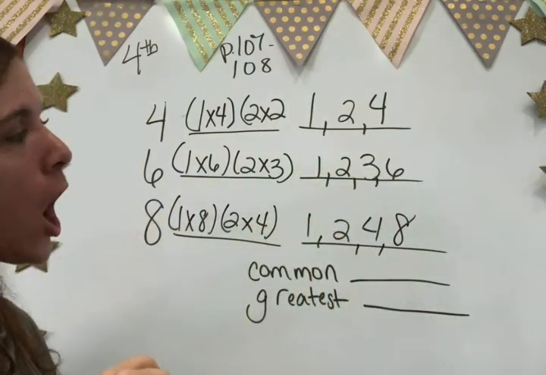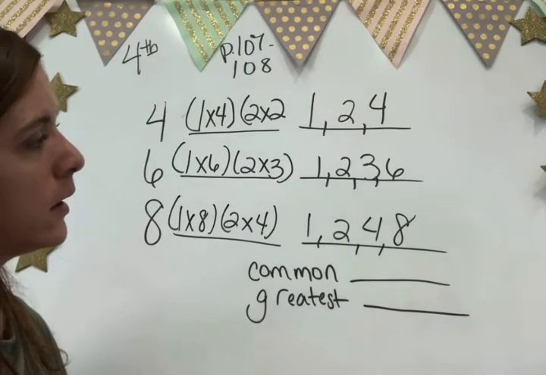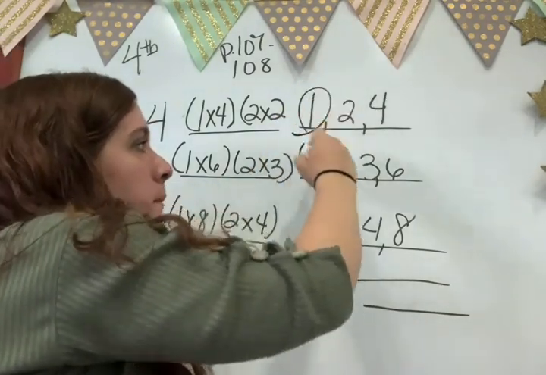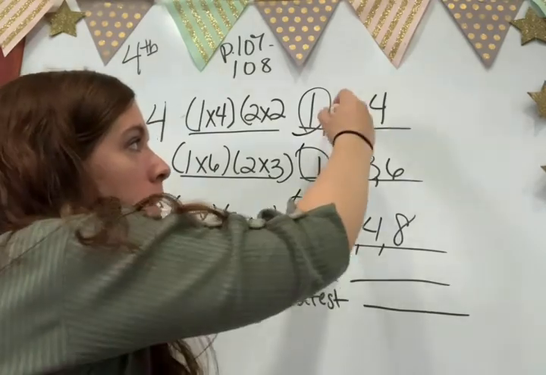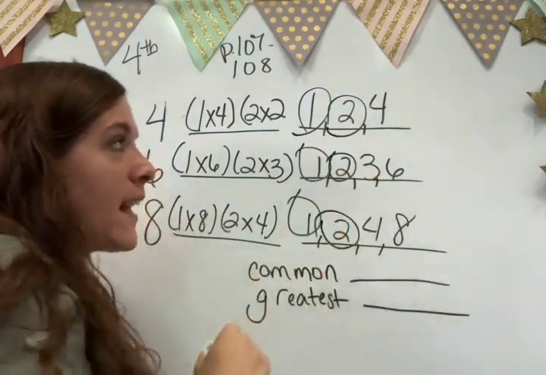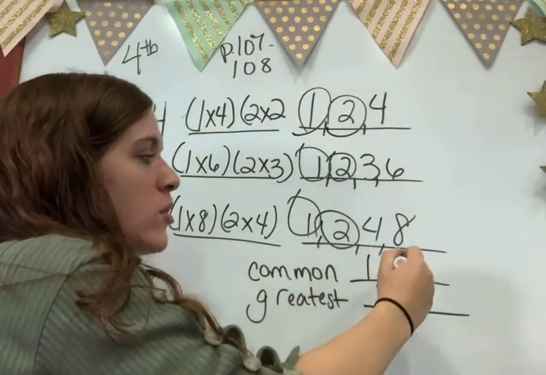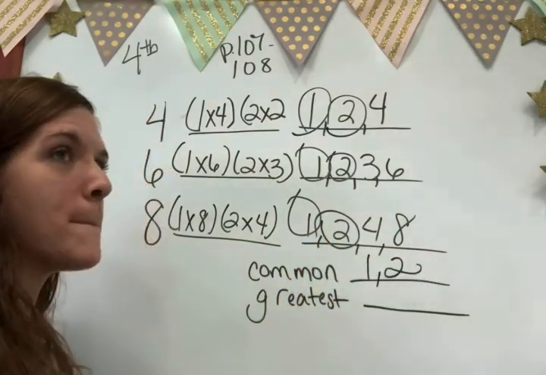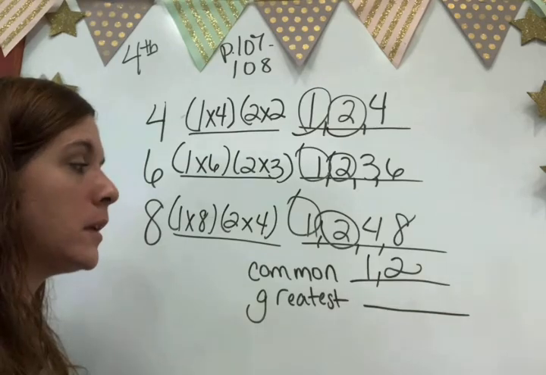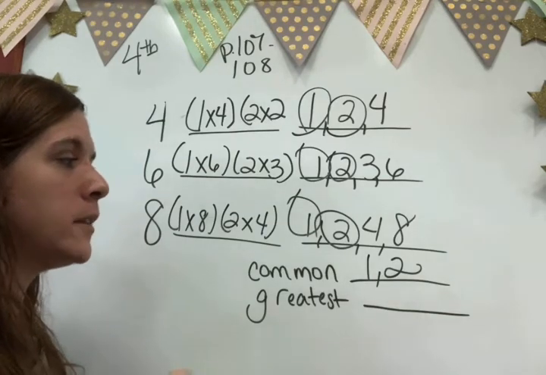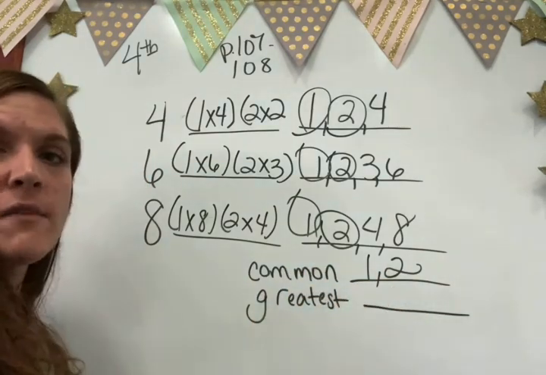What are my common factors, Scarlett? 1. All of them have 1. All of them have 2. And that's it. They only have 1 and 2 in common, right? So 1 and 2 is your answer there. Jayla, what's your greatest common factor?